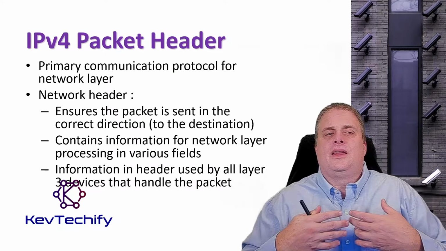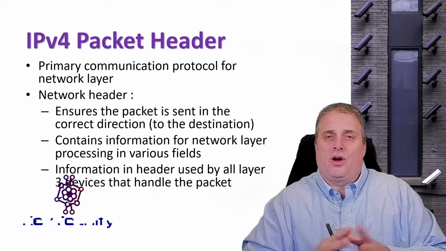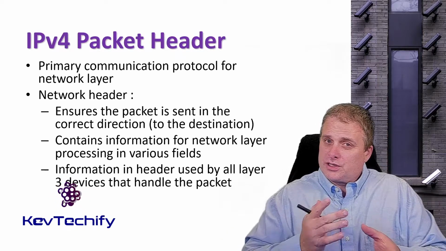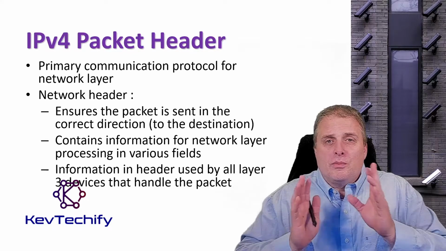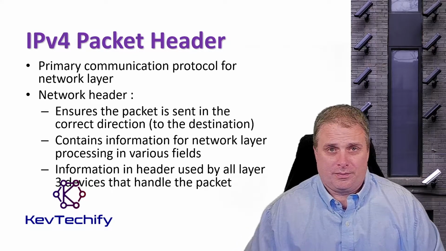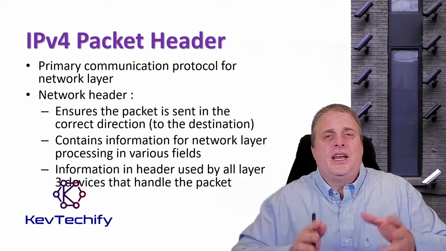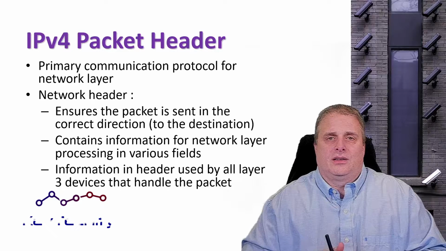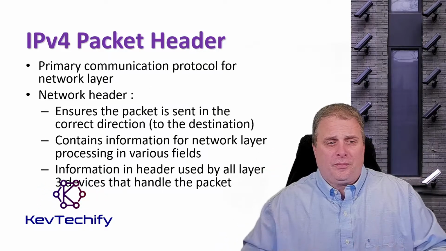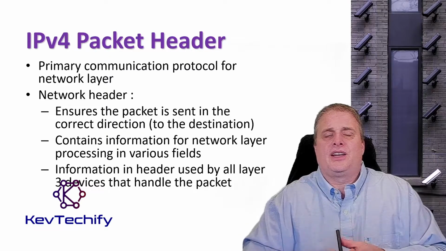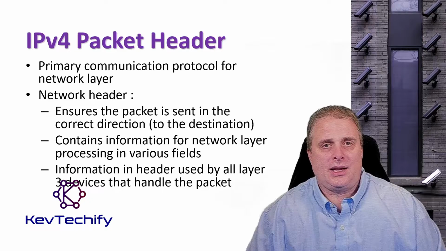IPv4 is the communication protocol at the network layer that's primarily used anywhere. IPv6 is slowly coming up, but if you're running any type of network in today's world, most likely it's going to be IPv4. Now, in the network header, it has all sorts of information. That's the part before the data, the part before the segment that was passed down from layer 4. It ensures that the packet is sent in the right direction. We want to make sure that it's headed towards its destination all the time.